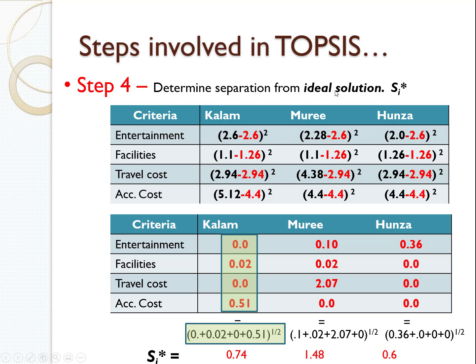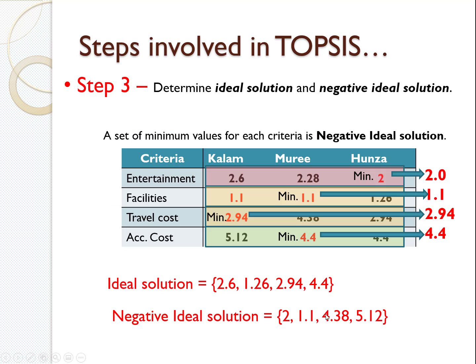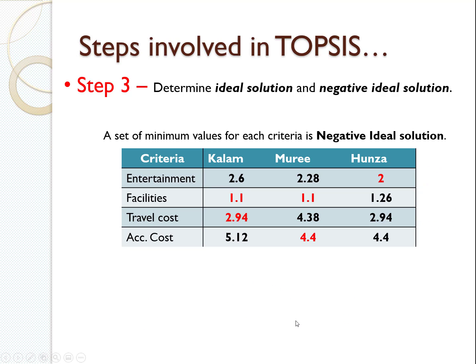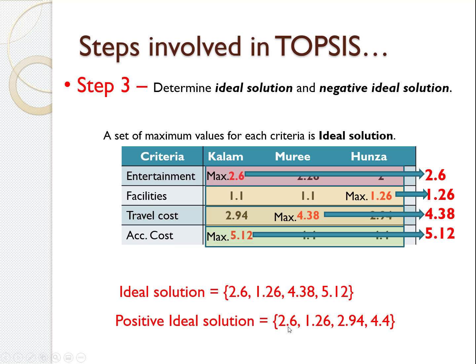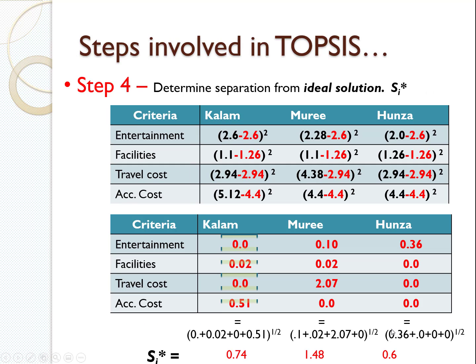So now the ideal solution, which were the ideal solution values? You need to remember this: 2.6, 1.26, 2.94 and 4.4. So you can see now we need to subtract. The first ideal was 2.6, so you need to subtract 2.6 from the entertainment row. 2.6 minus 2, and then you need to take the square. 2.28 minus 2.6, then you need to take the square. 2.0 minus 2.6, then you take the square.